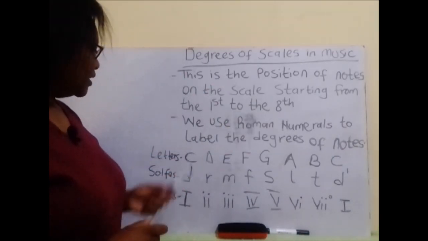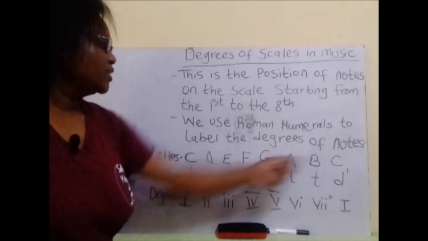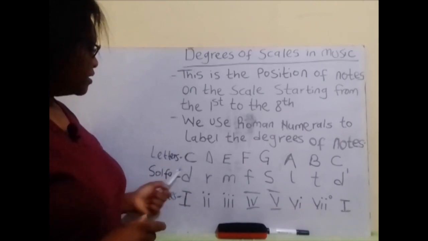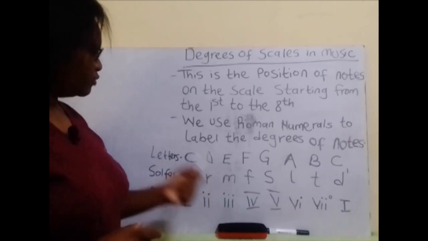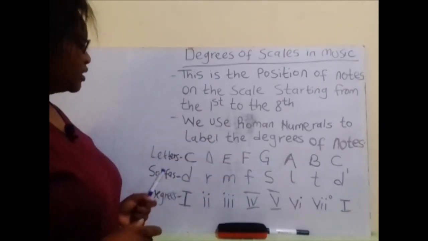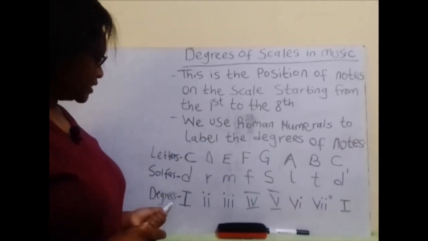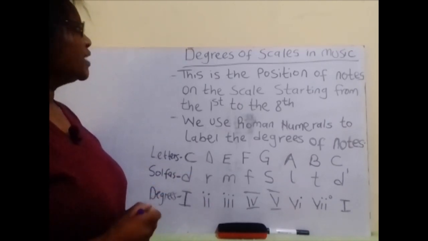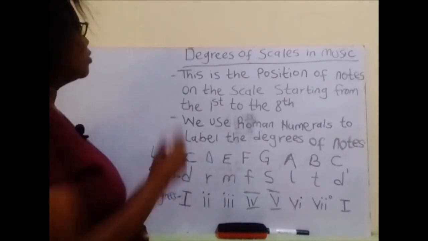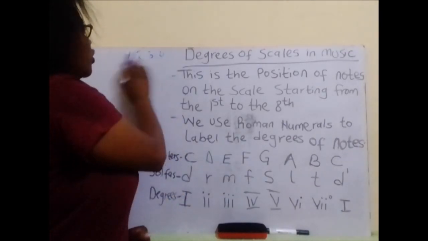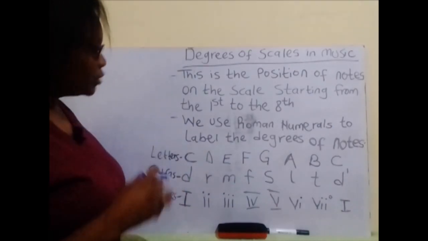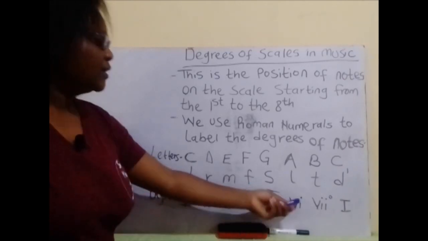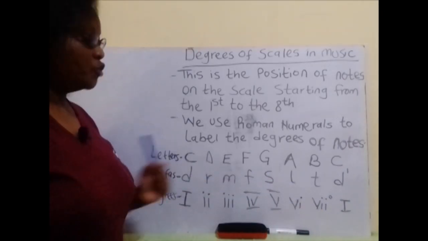Now, from C to C, that is a scale. And then, below it, we write our solfas from Do to Do. And then down here, we write the degrees in Roman numerals. You cannot write the normal numbers 1, 2, 3, 4. No, that one is not the rule. The rule is the degrees of the scales must appear in Roman numerals.